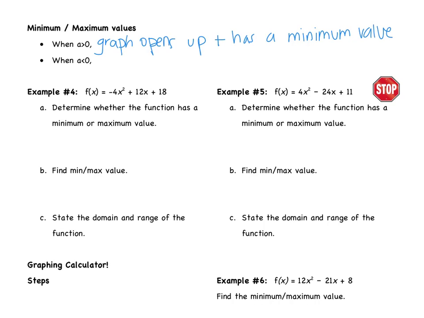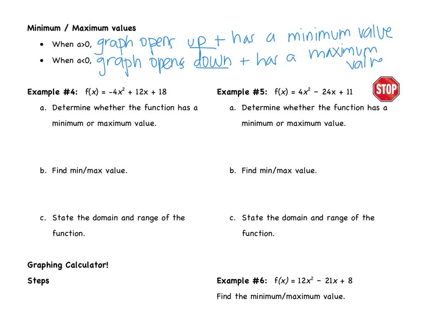So it has a lowest point. When a is less than 0, the graph opens down and has a maximum value. So that's what you're going to be doing right now. I'm going to give you a quadratic, and you're going to tell me whether it has a minimum or a maximum, and find that.